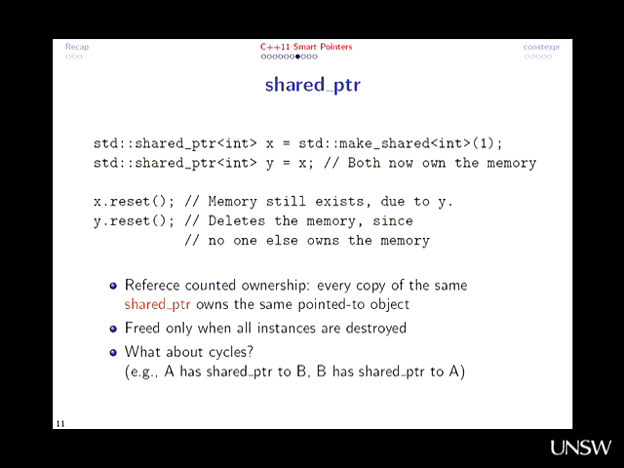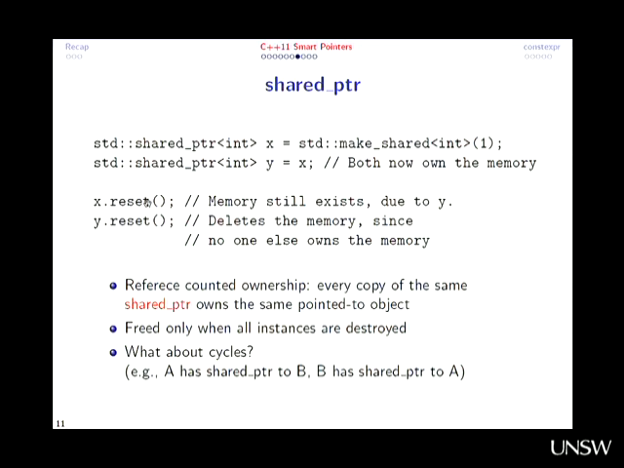Now let's talk about this reset. On the unique pointer, when we called reset, it went and deleted that piece of memory because there was only one owner. When we call x.reset, the memory is still going to exist. x.reset is going to reset the shared pointer x to a null pointer. But because y also has ownership over the thing it was previously referencing, it's not going to destroy that. It's just going to decrease the reference count, because y is still going to be referring to the same thing.